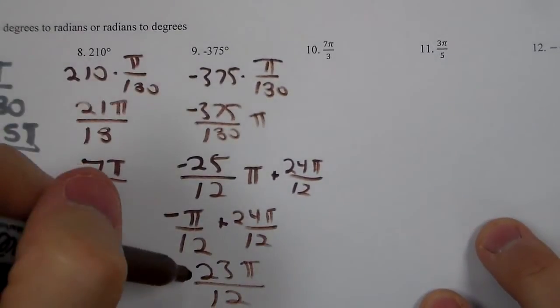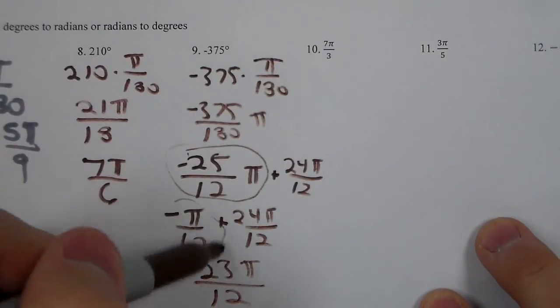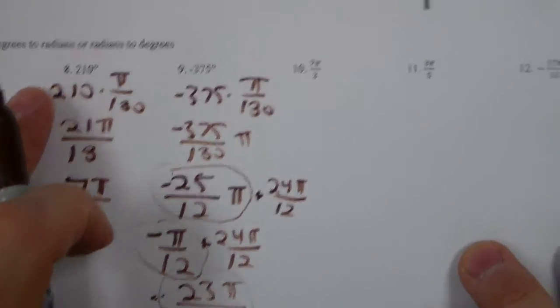So that is negative 375. Converted down, it could be here, here, or here. All of those are coterminal angles, but this would probably be the most useful one.